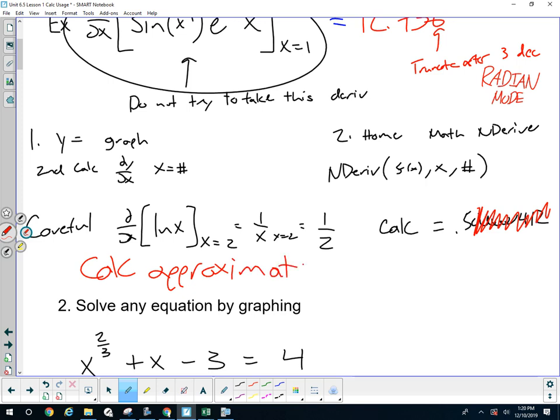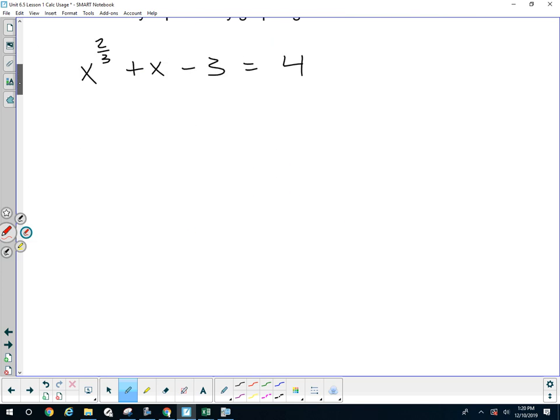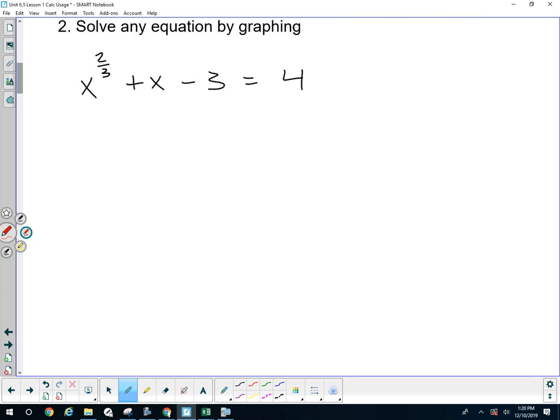It goes with solving equations. If you're asked to solve an equation, you could solve any equation by graphing. You do not have to try to solve all of our equations by hand because some of them are impossible to solve by hand. Does anybody know how you solve an equation like this using your calculator?